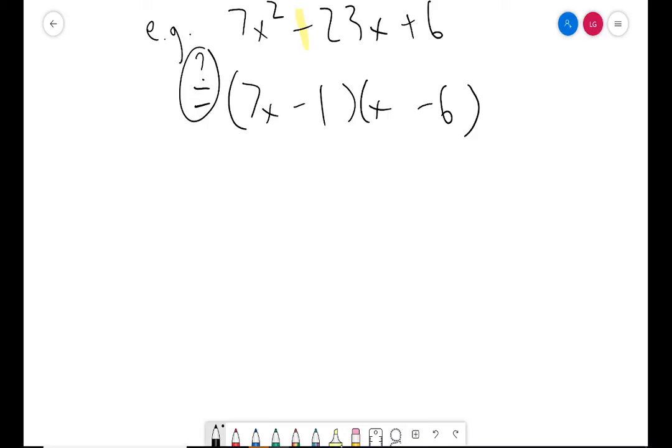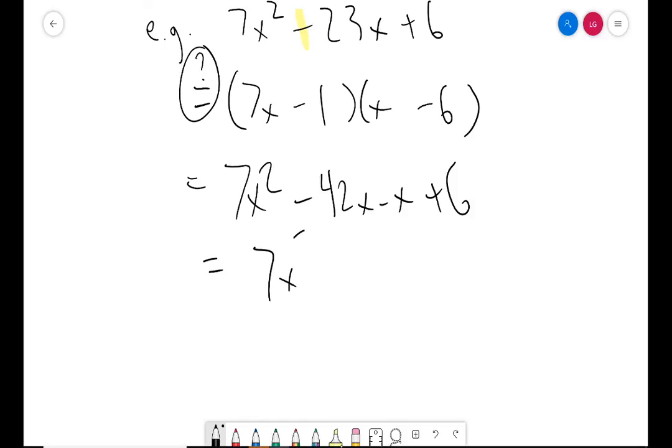Now the question here is to check it. So we get 7x squared minus 42x minus x plus 6. Now it shouldn't surprise us when we're all said and done that this isn't necessarily way off from what the answer is. Obviously this is not right because minus 43x isn't minus 23x, but we shouldn't be surprised that this and this are correct. That's how we decided on these in the first place as possibilities, right?